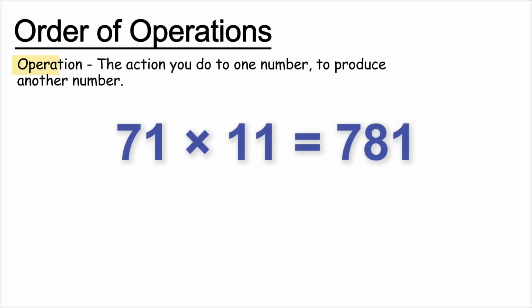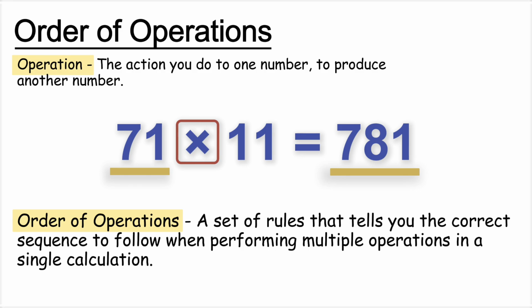In maths, an operation is the action you do to one number to produce another number. The order of operations is a set of rules that tells you the correct sequence to follow when performing multiple operations in a single calculation. The order is very important because the answer won't always be the same if you solve the problem in the wrong order.